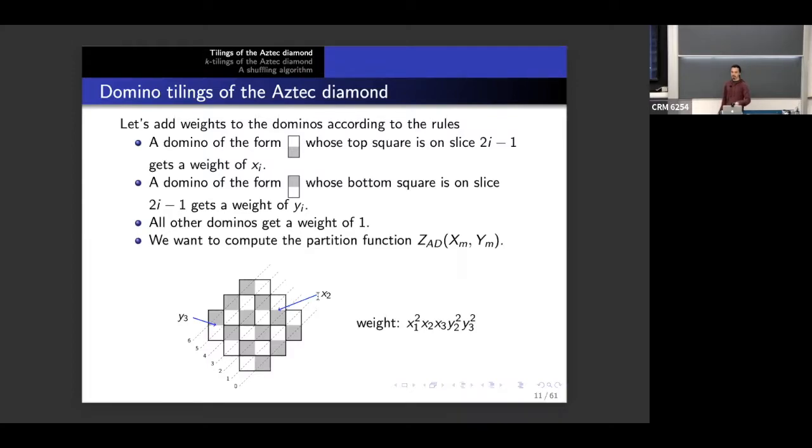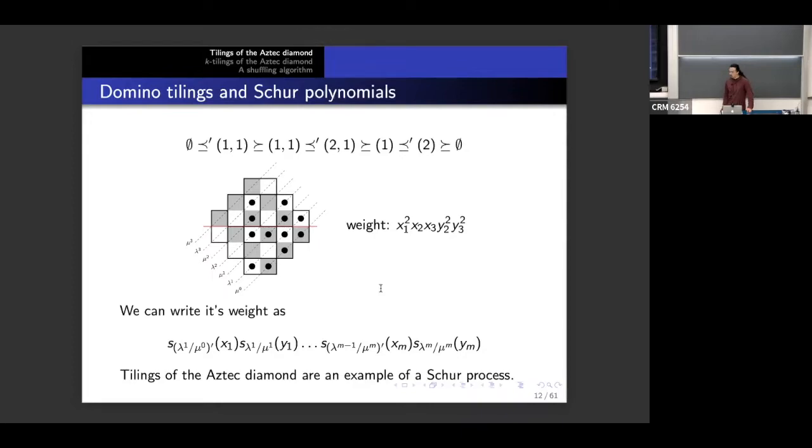And since that's the only vertical domino of that form, the weight of this tiling has a single x2. And just as an aside, you can write these weights in terms of Schur polynomials. So in fact, the weight of a tiling is a product of Schur polynomials where the indexing partitions are related to the partitions along our slices. So it's an example of a Schur process, and there's been a lot of theory built up around how to analyze these Schur processes. But that's about all I'll say about the Schur process.